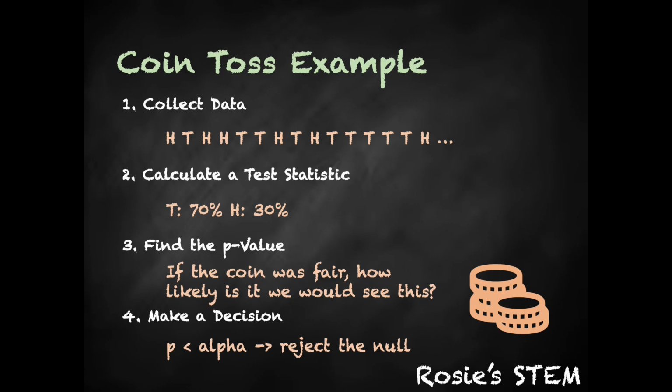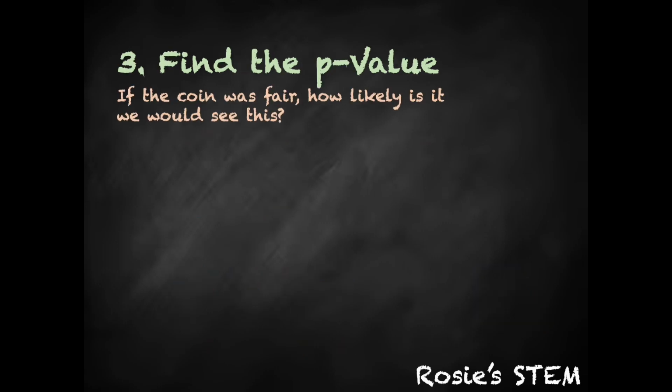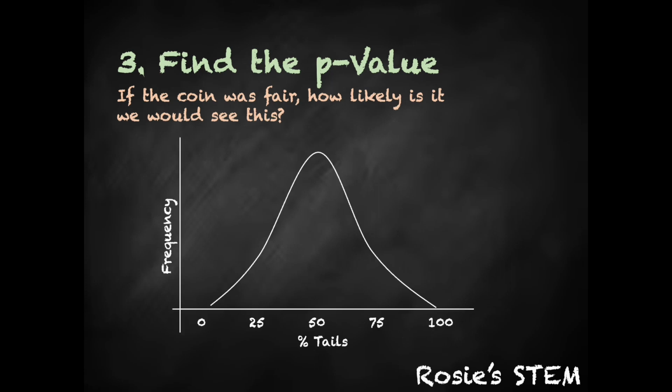Let's zoom in closer on steps 3 and 4. Assume we have 1,000 fair coins, and we do a similar experiment with all of them. Flip them a bunch of times and calculate the percentage of flips that come up tails. If I plot the distribution of those results, it would look something like this. Most results would be close to 50% tails since the coin is fair, but the random nature of a coin flip means that there will be some variation. Not all experiments would give us exactly 50%.